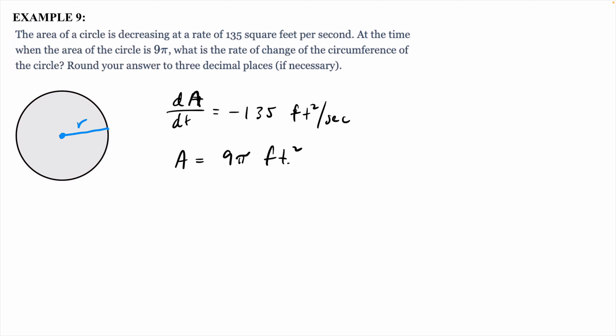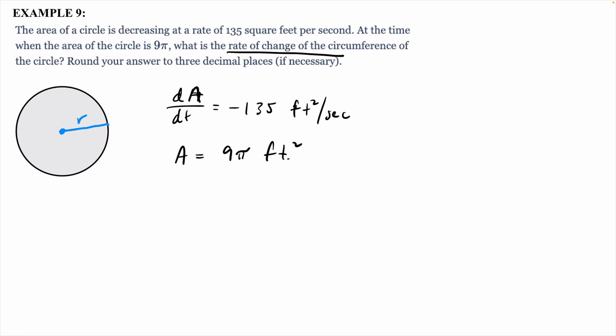Step 2. What do I need to know? If I were to solve this question, what do I need to know? dC over dt. There you go. The rate of change of the circumference, so d capital C over dt. Don't know that guy. If I had that guy, I'd be okay.